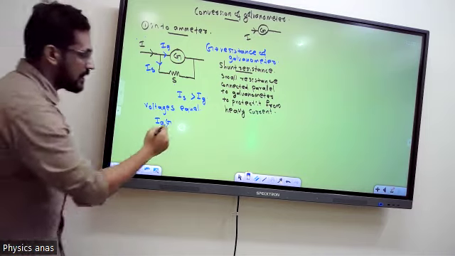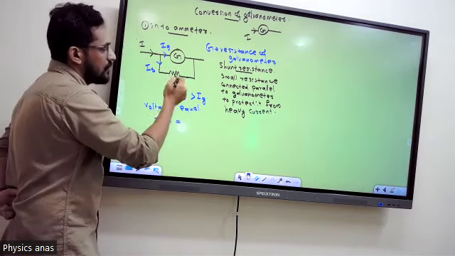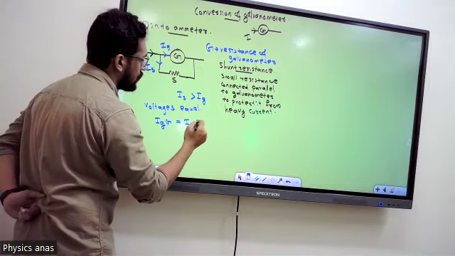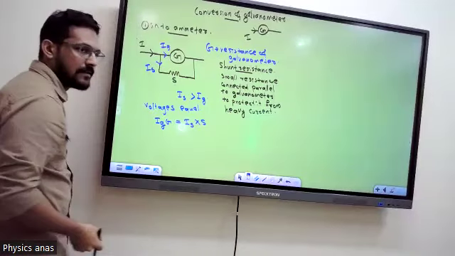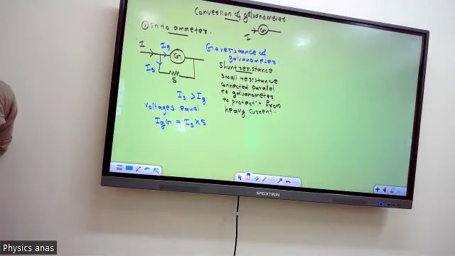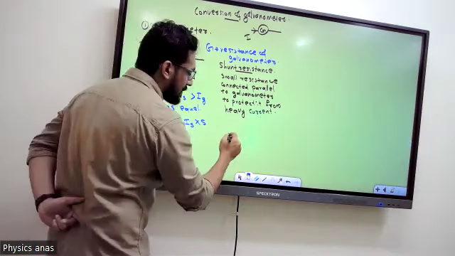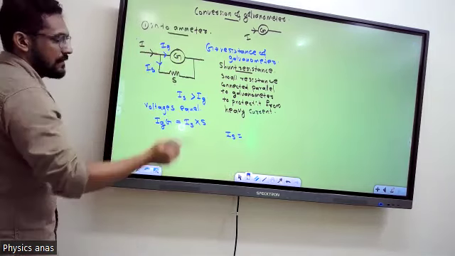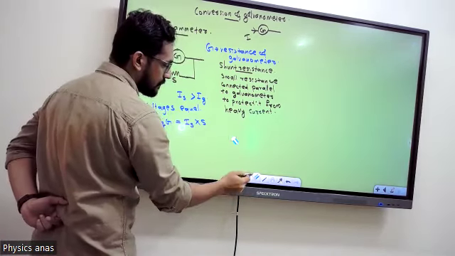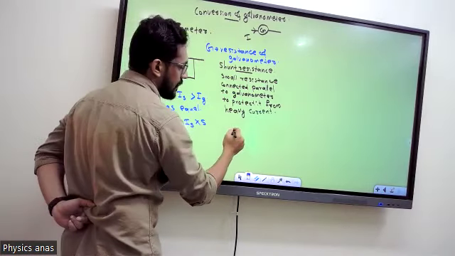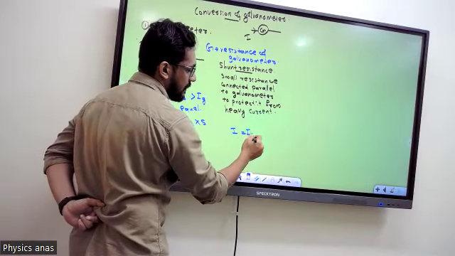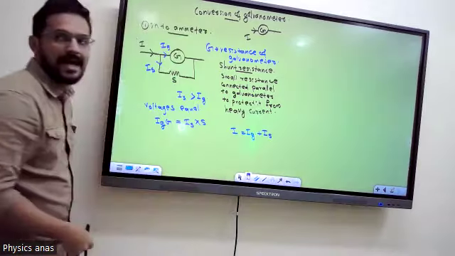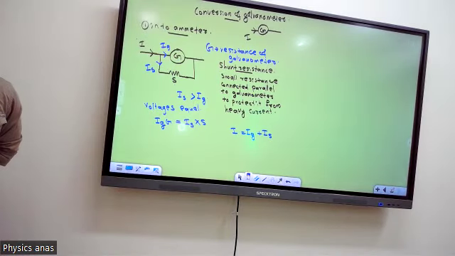Did you get it? And it is equal to current into resistance here. Here the current is Is, so Is into S. Now tell me, what is the value of Is? I is the sum of these two currents, Ig and Is. This is current I. I is Ig plus Is. Did you get it? Okay.